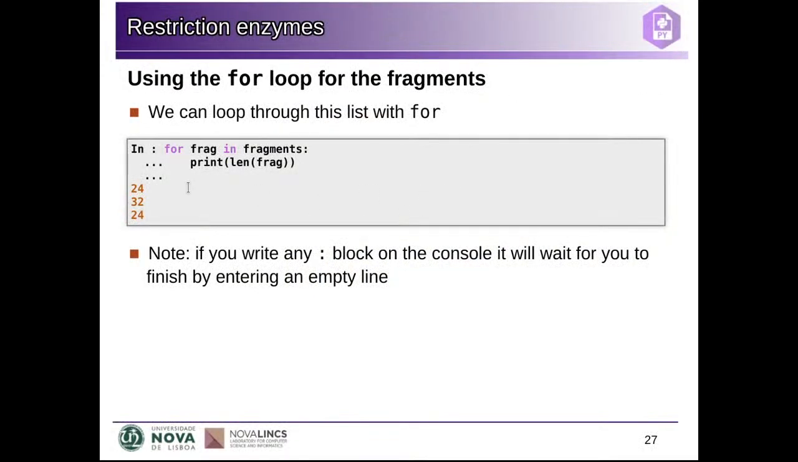If you do this kind of thing on the console, when you type for frag in fragments and a colon, if you press enter, you'll see this prompt here. So the Python console is waiting for you to finish all the loop before executing it. So you write print len frag, you press enter, it's still waiting for you to finish, but if you press enter again and leave an empty line, this is a signal for the console that you finished typing what you wanted to type, and now it executes the loop. It means that frag will go through the 3 elements of fragments, and for each of those, this line will be executed, and you get the length of each fragment.